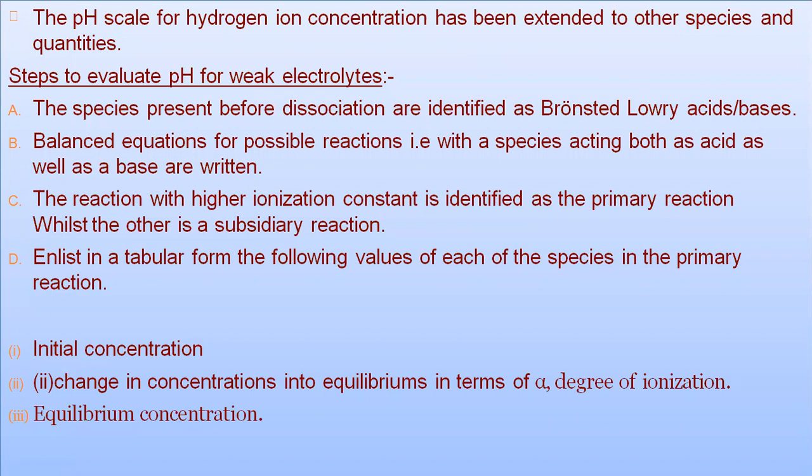The species present before dissociation are identified as Bronsted-Lowry acids and bases. Lowry was the scientist who explained the concept that acid and base are formed by the donation and acceptance of the hydrogen or H positive ion. He talked about proton acceptance and removal of protons, which identify which is acid and which is base. So we identify which is going to donate the proton and which is going to accept the proton on the basis of his theory.